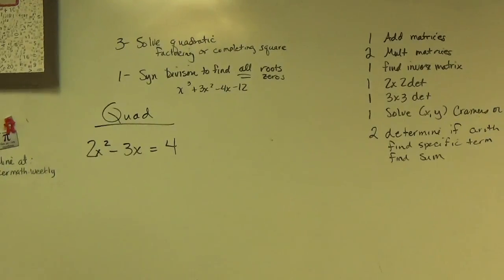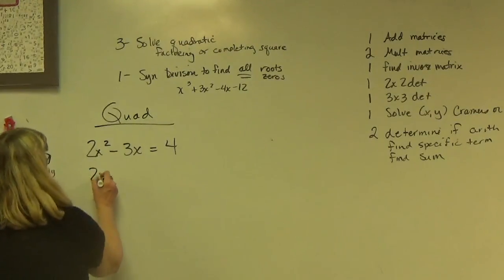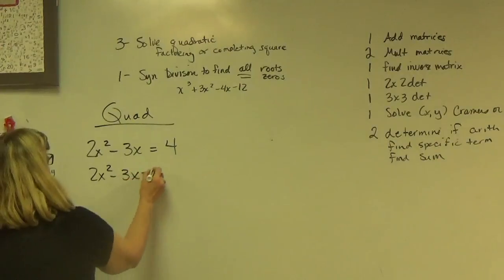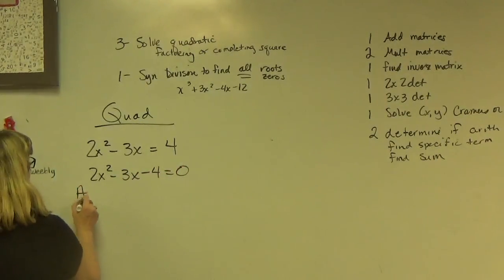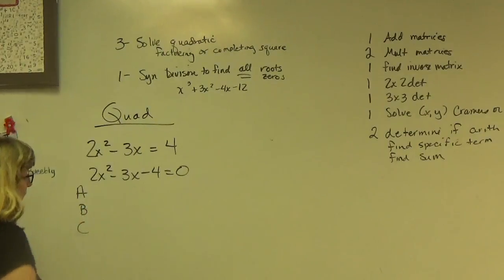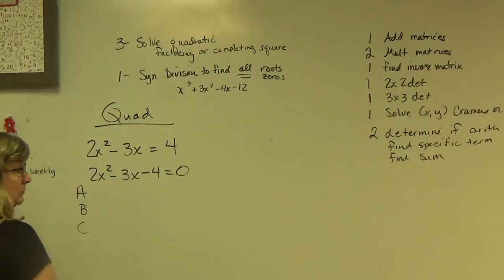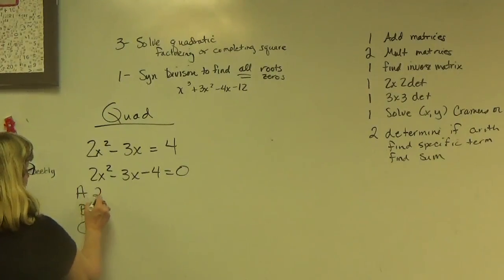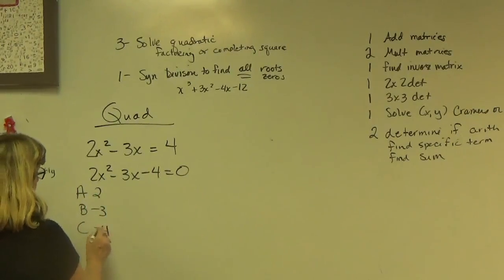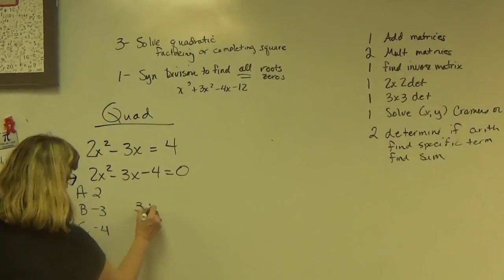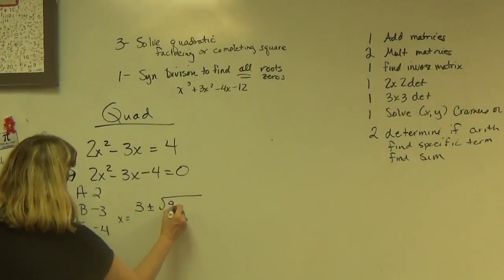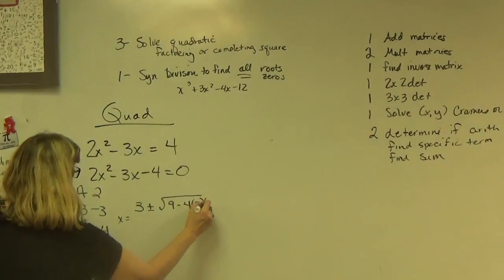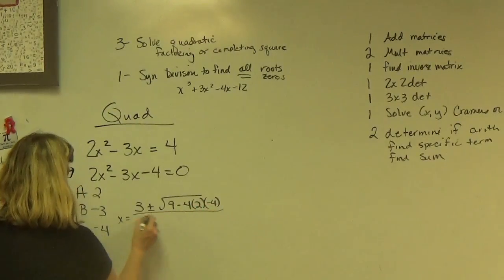Subtract the 4. And what's the A, B, and the C? A is 2, B is -3, and C is -4. So putting it into the formula, it's the opposite of B plus or minus the square root of B squared minus 4 times A times C, over 2 times A.